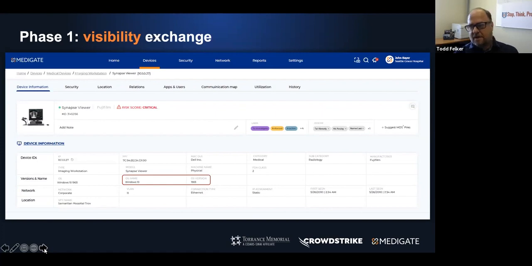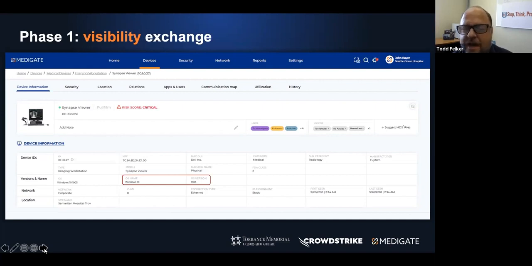So here we're in the Medigate dashboard, and we see here is obviously a clinical workstation. And I say obvious because it has a Windows operating system that we can see, and the very specific Windows operating system version. So many of you may know Windows 10 is going to get updated a couple times a year. A new version comes out, and that's why Windows 10's life cycle is being extended, because Microsoft's updating it a couple times a year.